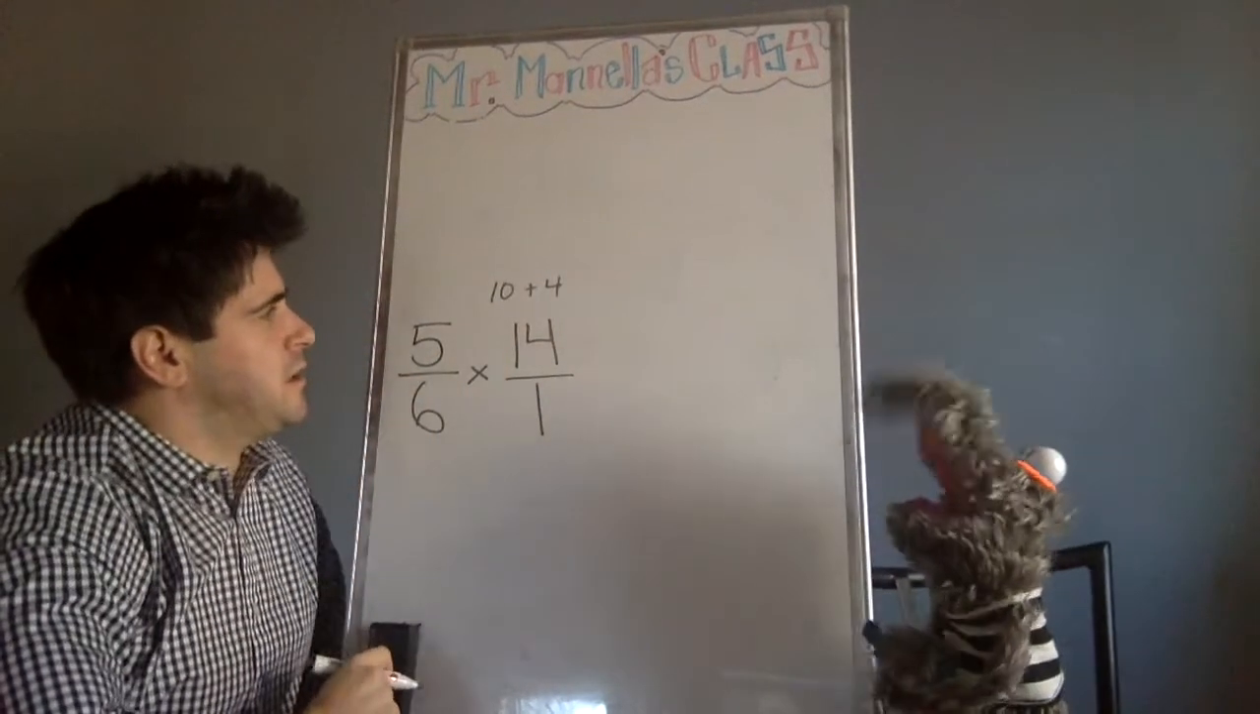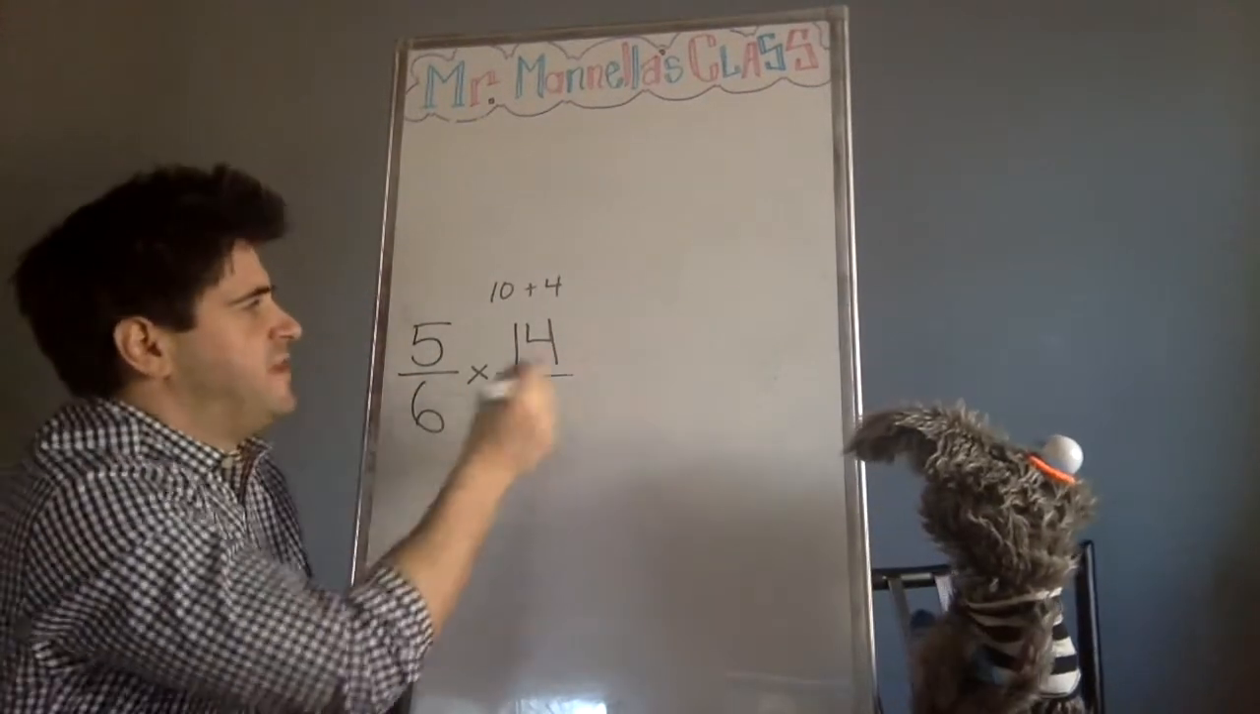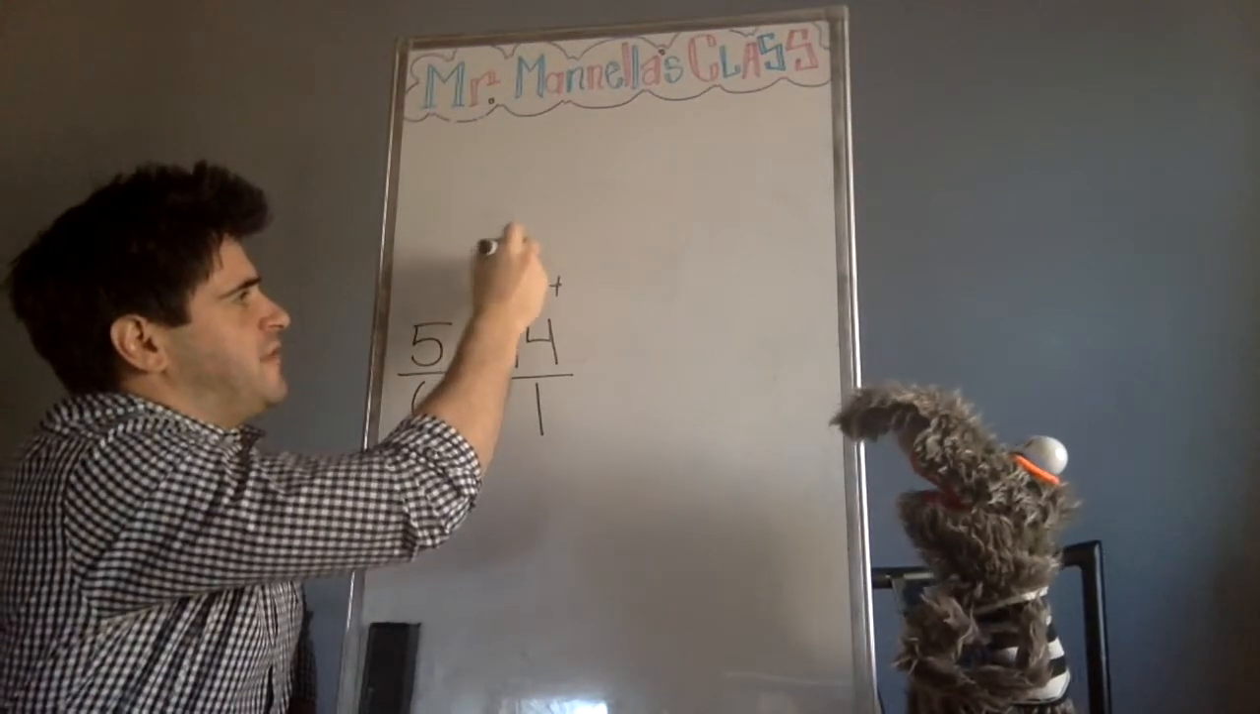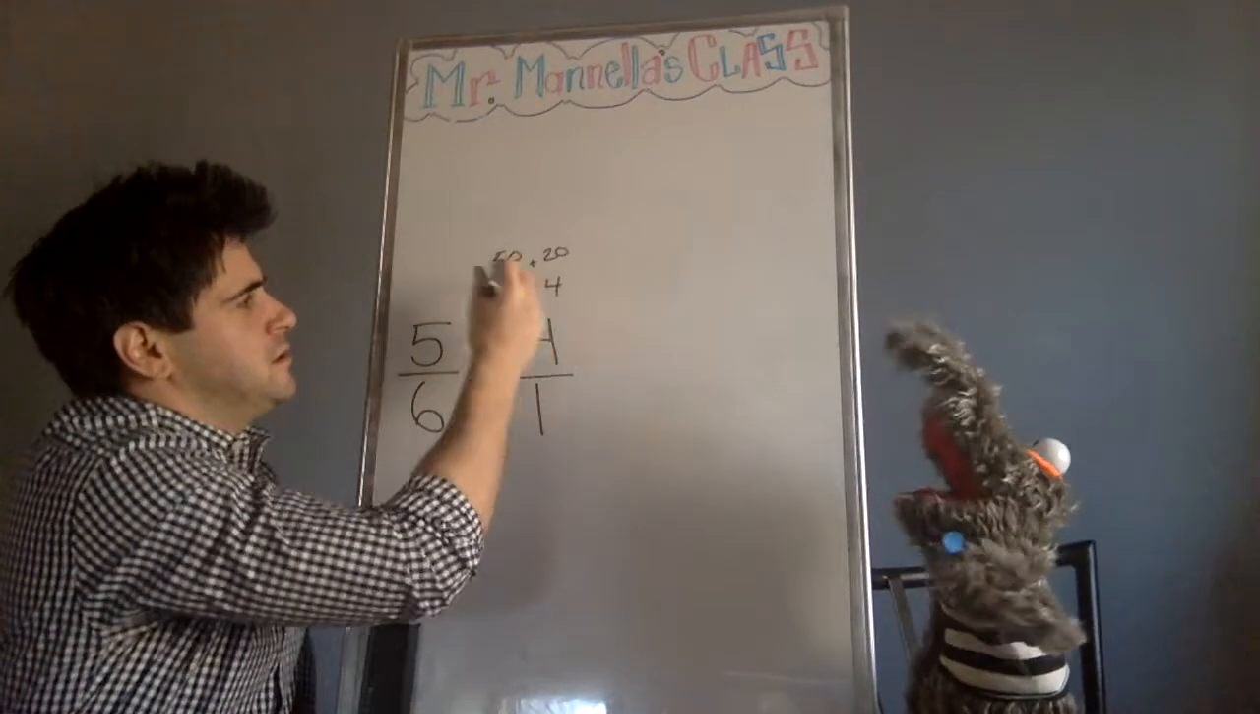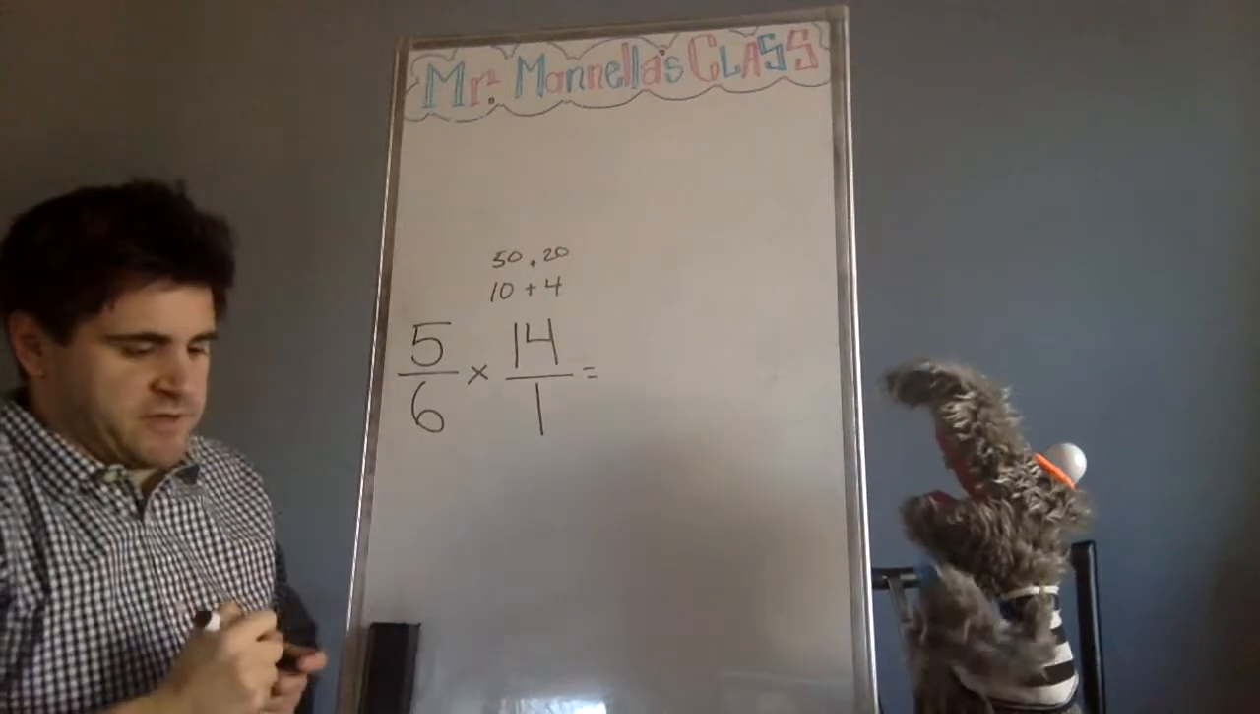Oh, yeah. Okay. You just split it into two parts. So what's 5 times 10? It's 50. And what's 5 times 4? 20. And you put it together, 70. Exactly. So 70 is going to be our numerator.